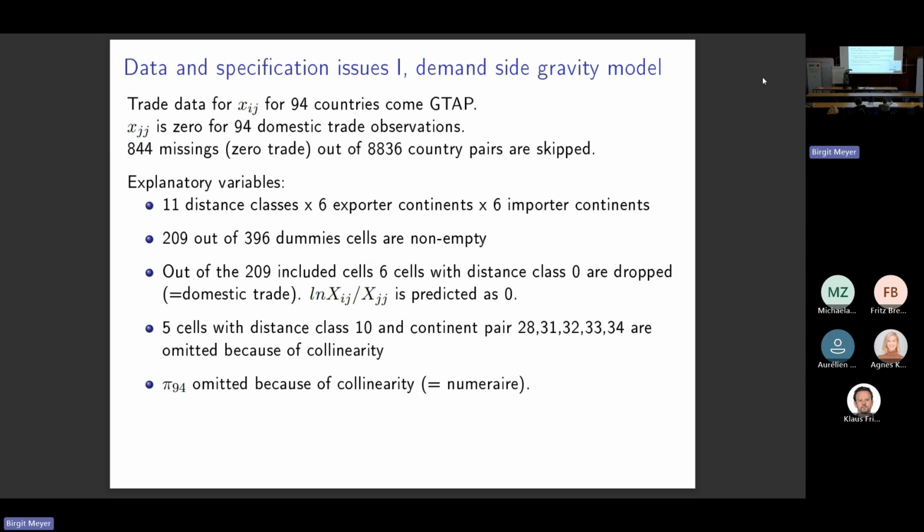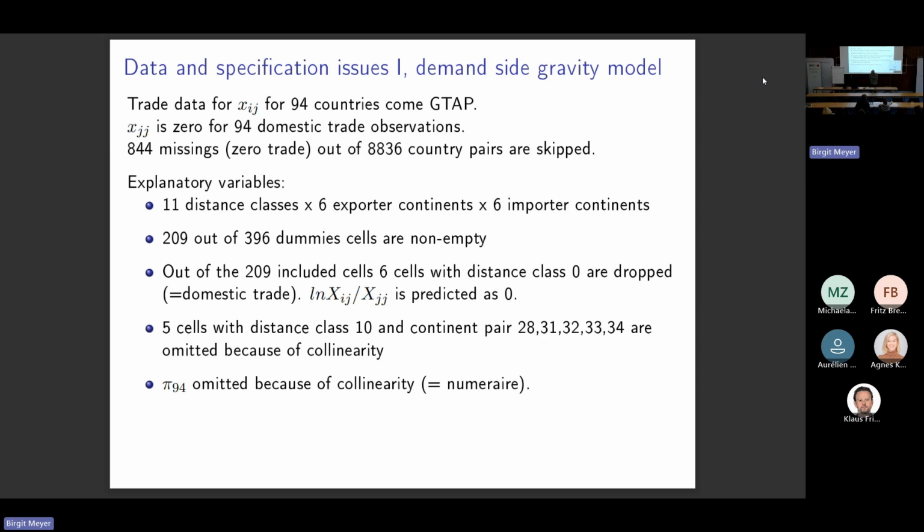So what they then do is they take the model to the paper, use GDP data, and they have 94 observations. The explanatory variables are rather fancy in the trade model because they want to make it as asymmetric as possible. They put 11 distance classes interacted by the continent dummy with the exporter and the importer, which makes 396 dummies in this model.